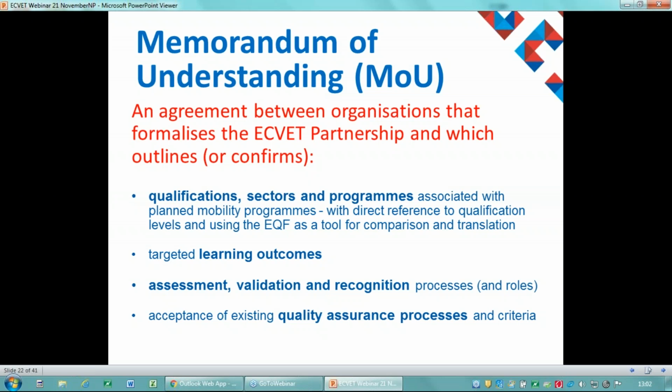So to summarise, the MOU is an agreement between the sending organisation and the receiving organisation, and accepts that there is trust between the two organisations in relation to the quality of the mobility period. The MOU will outline the organisations involved, the targeted learning outcomes, and what processes are in place for assessment, validation, and recognition of learning outcomes.